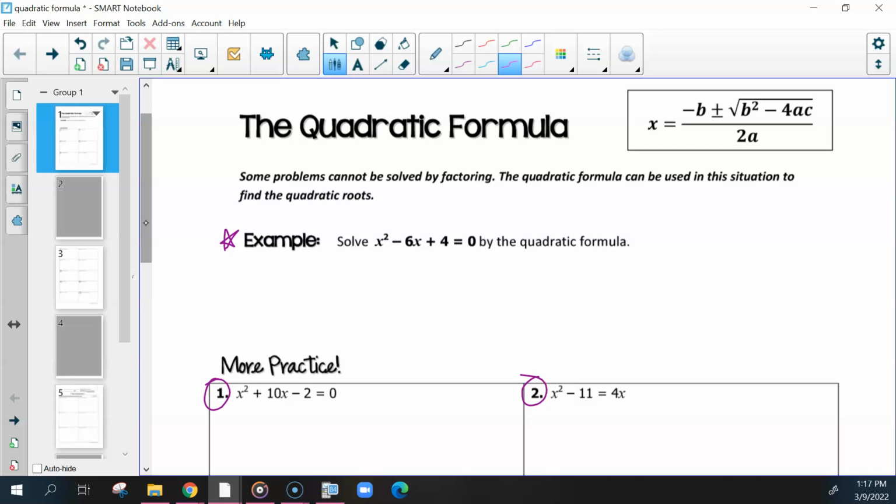So we're going to use this formula as a way to solve. We've talked about solving using square roots. We're now going to talk about solving using the quadratic formula.